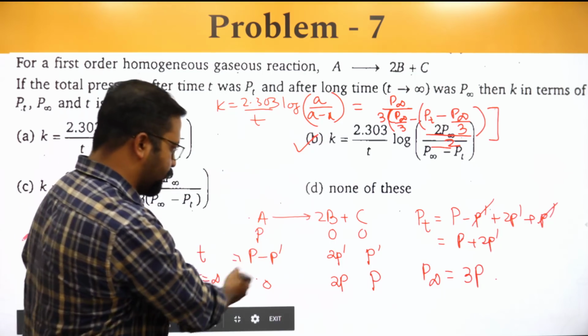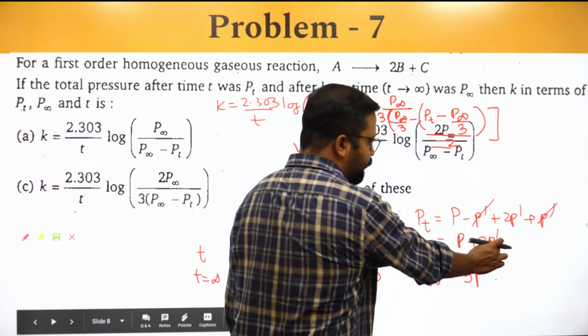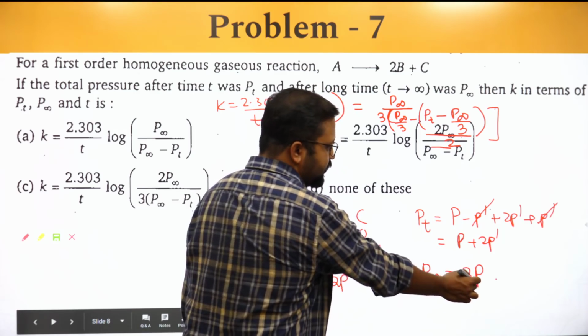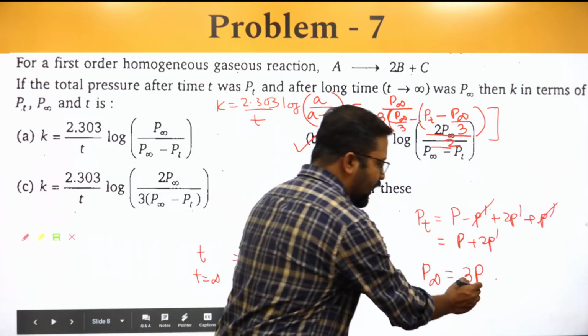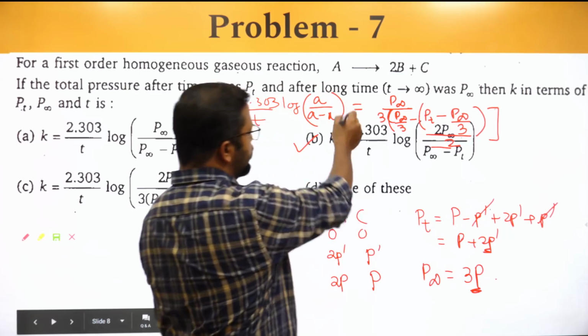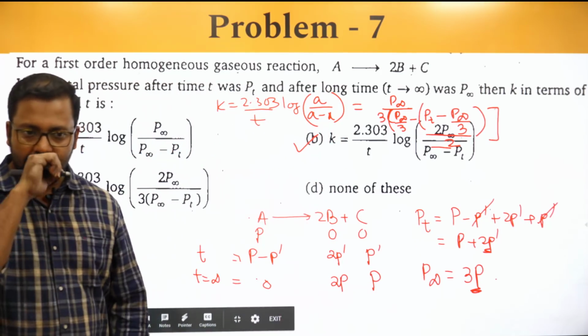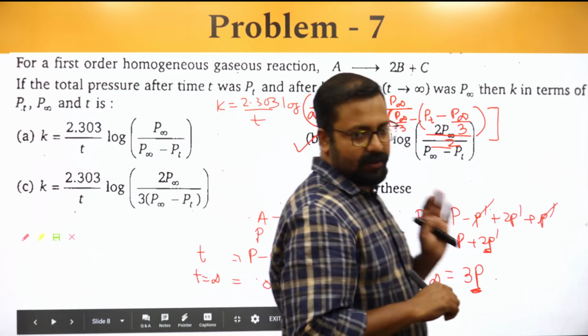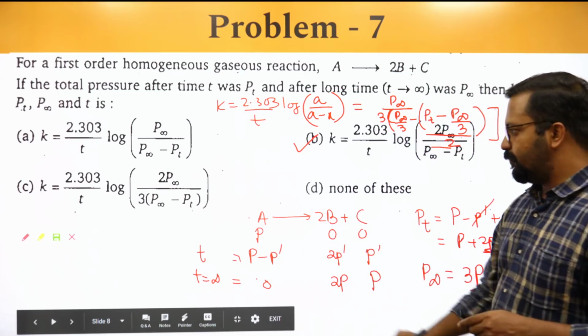Try to resolve the question following this method. Pt is equal to P plus 2P dash and P infinity is equal to 3P. Substitute the value of P and P dash in this equation to get the answer. B is correct. In my opinion, B is correct.